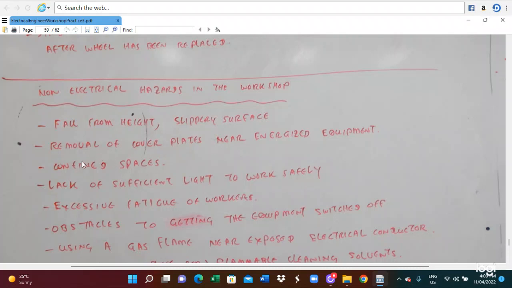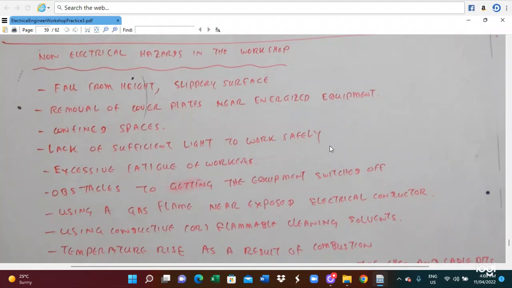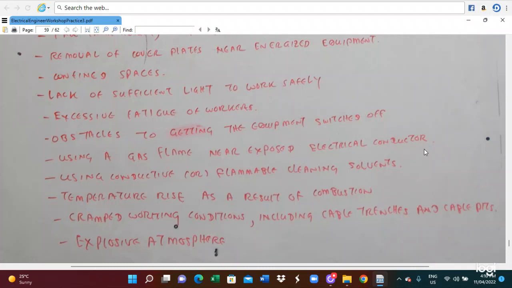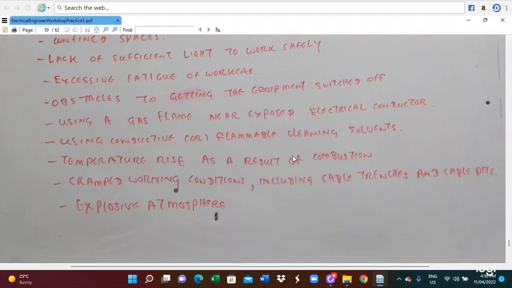The mobile cover plate near the energized equipment, confined space, lack of sufficient light to work safely, excessive fatigue on workers, obstacles to getting the equipment straight off, and also using a gas flame near an exposed electric conductor, using a primary cleaning solvent, and temperature rise as a result of combustion, and the current working condition, including cable, trolley, and explosive atmosphere.